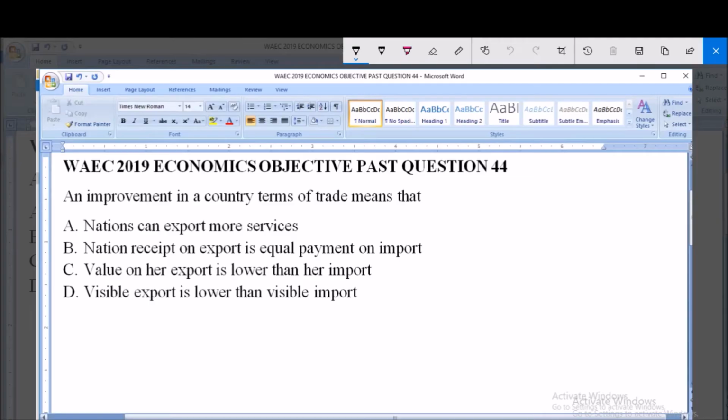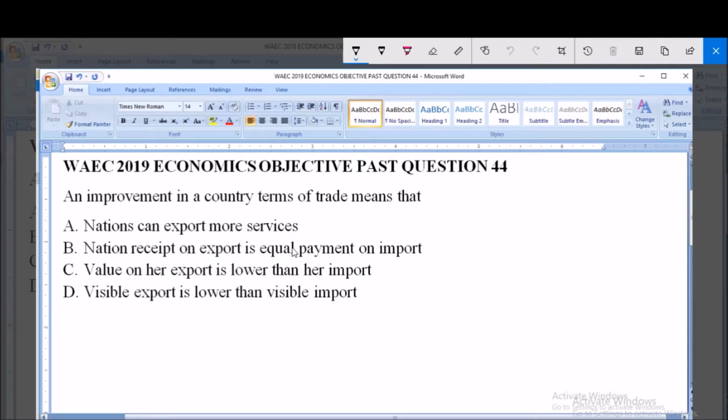I'm going to be answering WAEC 2019 Economics Objective Past Question 44. An improvement in a country's terms of trade means that A. Nations can export more services. B. Nation receipt on export is equal payment on import. C. Value on her export is lower than her import. D. Visible export is lower than visible import.